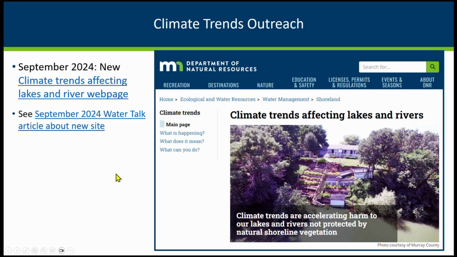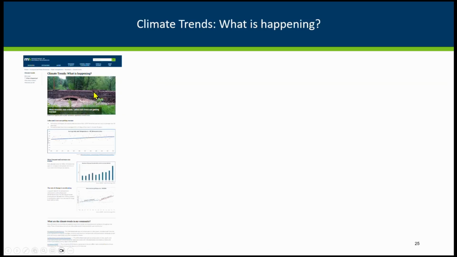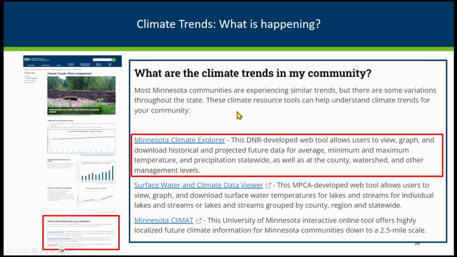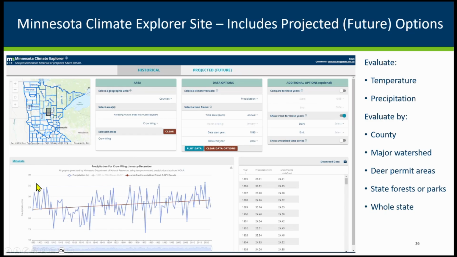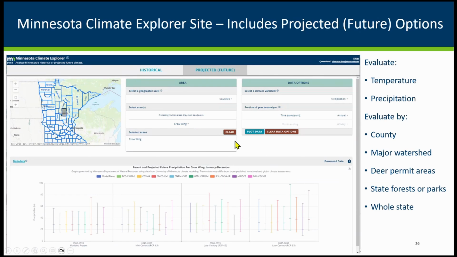We put together this climate trends affecting lakes and rivers page just a year and a half ago. It went live. And so we've got this page, the main page, and then we go to what is happening, what does this mean, what can you do? So let's look at the what does this mean. We show some of those overall patterns on that page. And at the bottom, we've got some resources you can look at. One of those would be the Climate Explorer, which is similar to that other site I was just showing, but we also can look at projected information on that site.